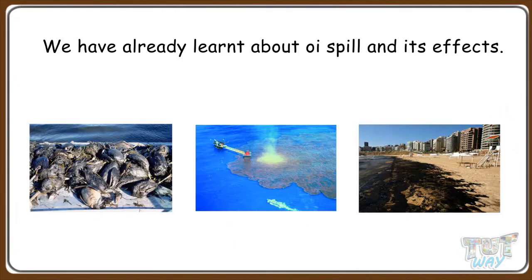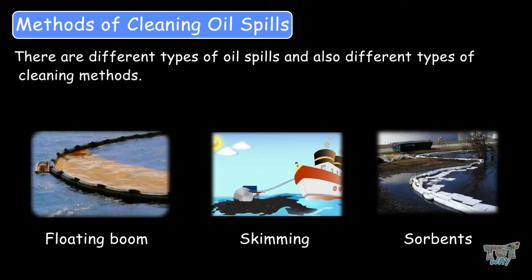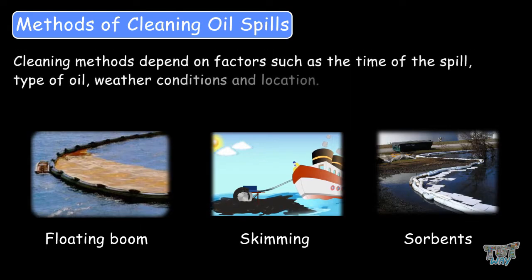We have already learned about oil spills and their effects in our last section. Today we will learn about the ways for dealing with accidental oil spills. So let's start. There are different types of oil spills and also different types of cleaning methods. Cleaning methods depend on factors such as the time of the spill, type of oil, weather conditions, and location. We will be learning various methods that are used to clean up the oil spill.